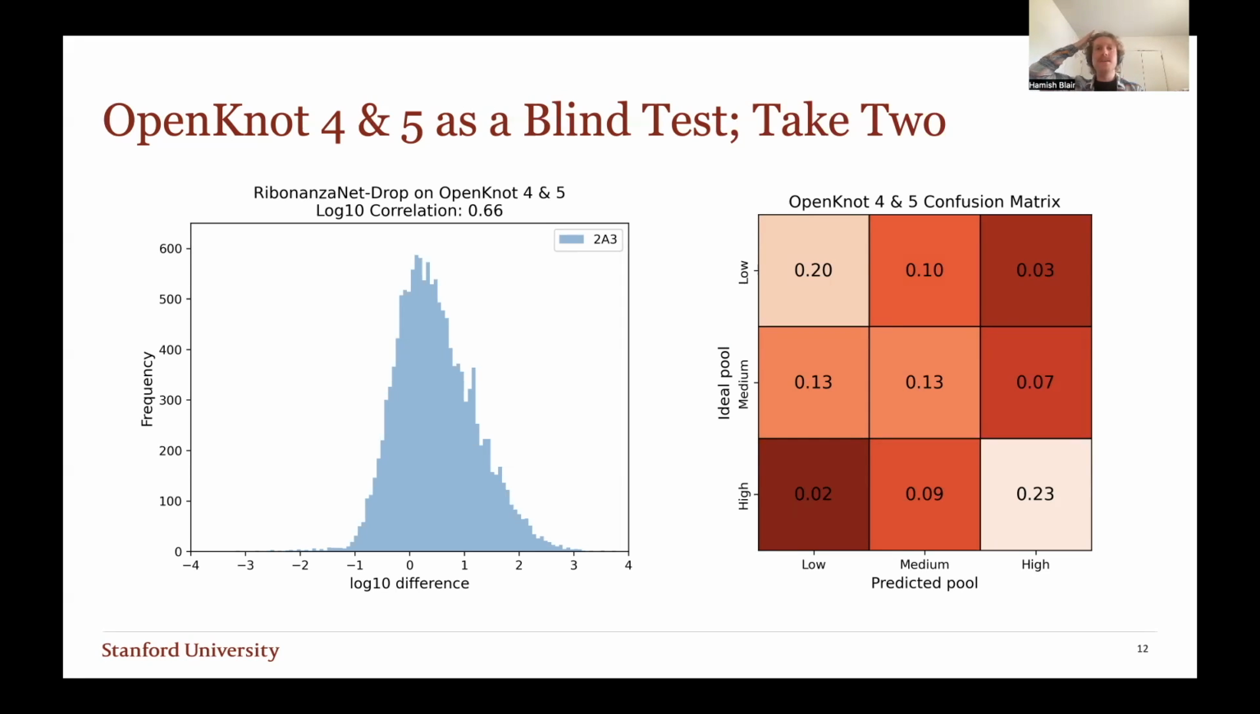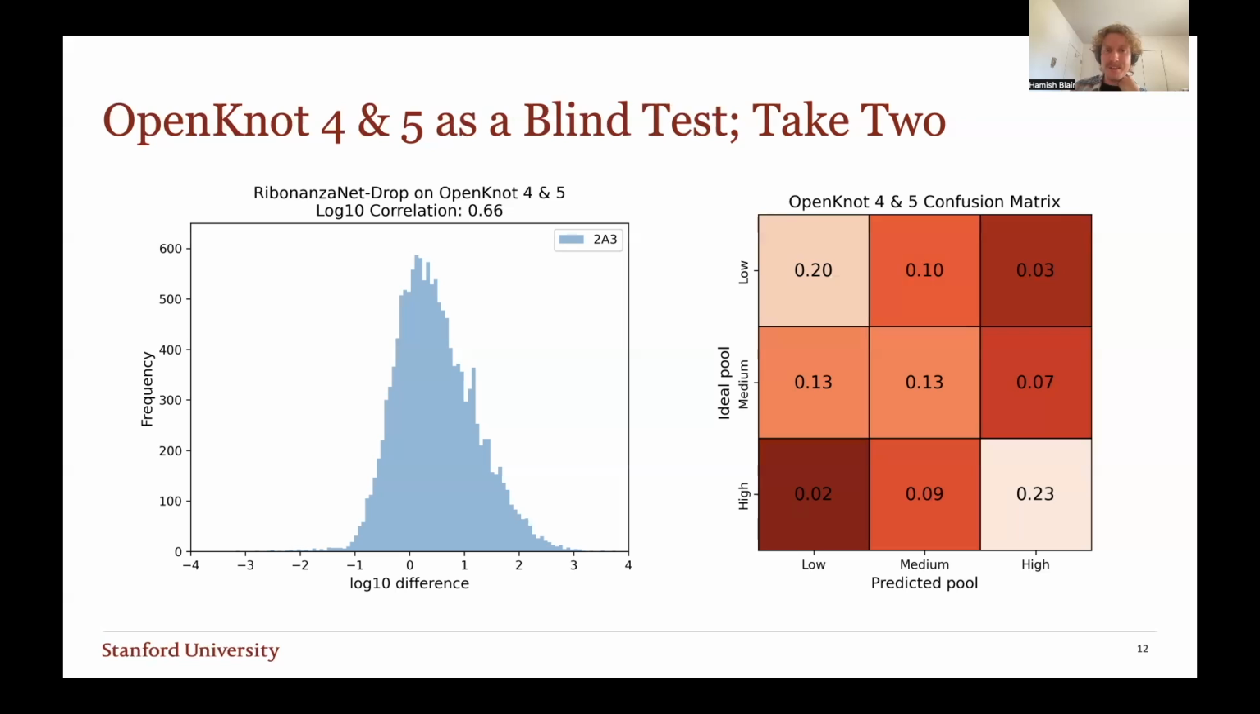And so this is data that Riju collected just this week with the 2A3 reactivity rescued back to normal levels. And I'm just showing this to show that on this rescued data, RibonazaNet-Drop also has comparable performance on predicting the read counts and in splitting it into the 3 subpools. In fact, it actually seems to do a little bit better, but it's hard to say if that's anything significant.